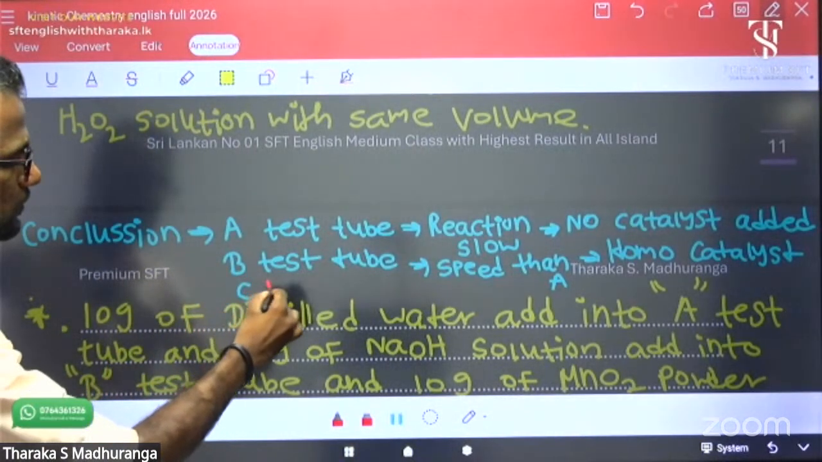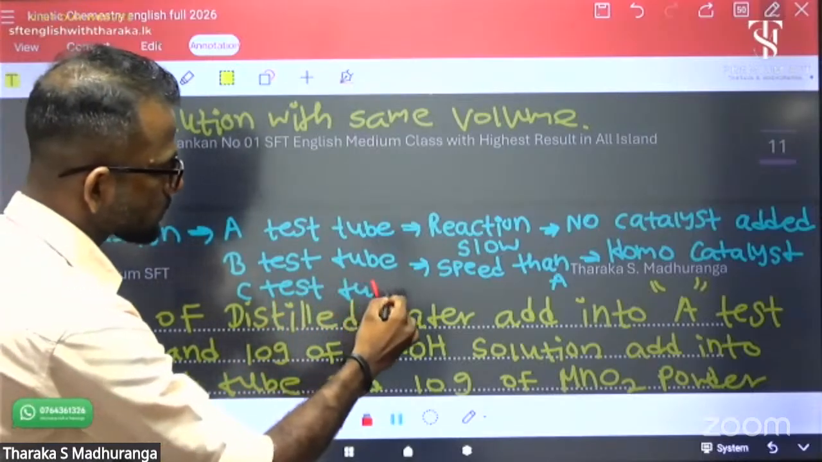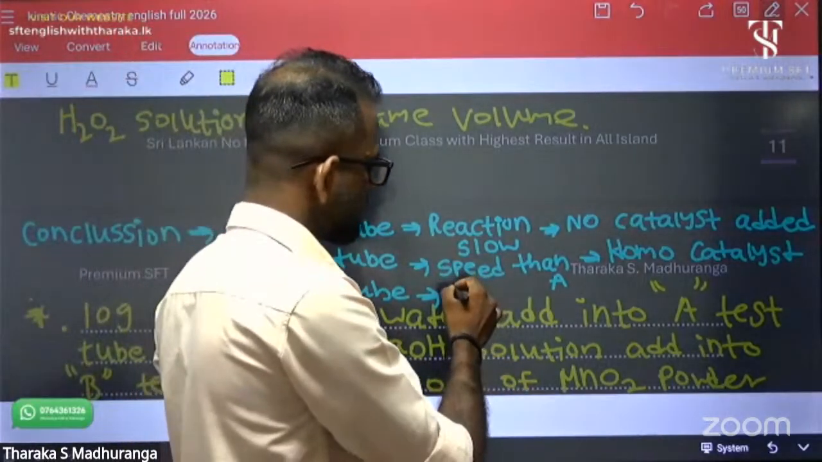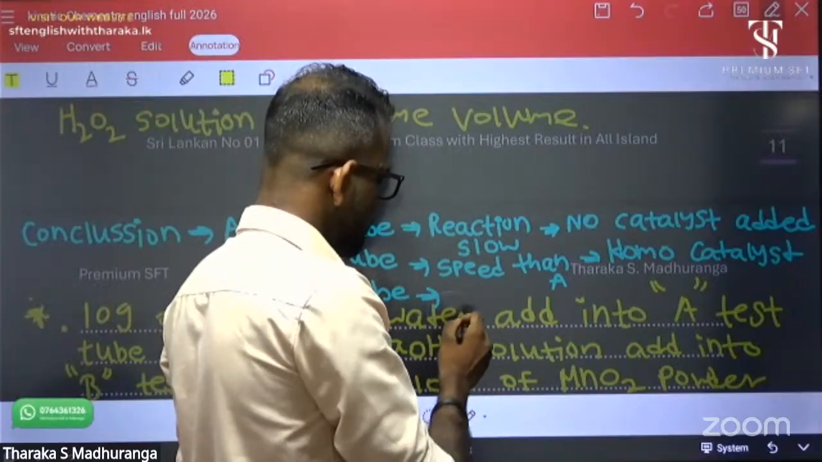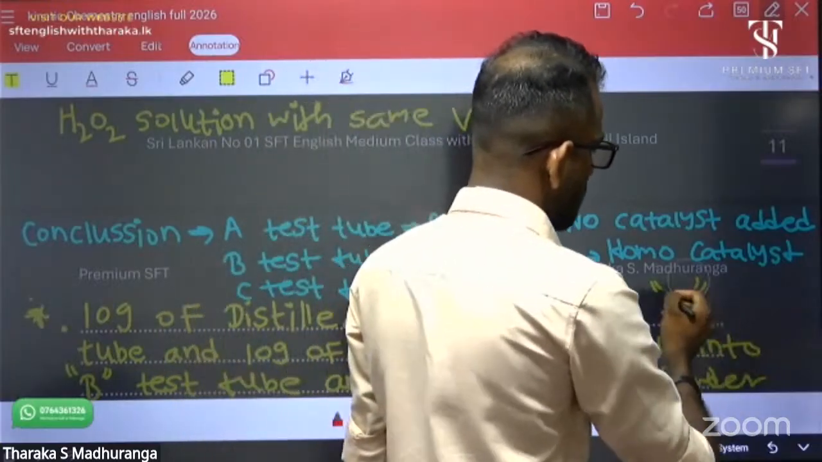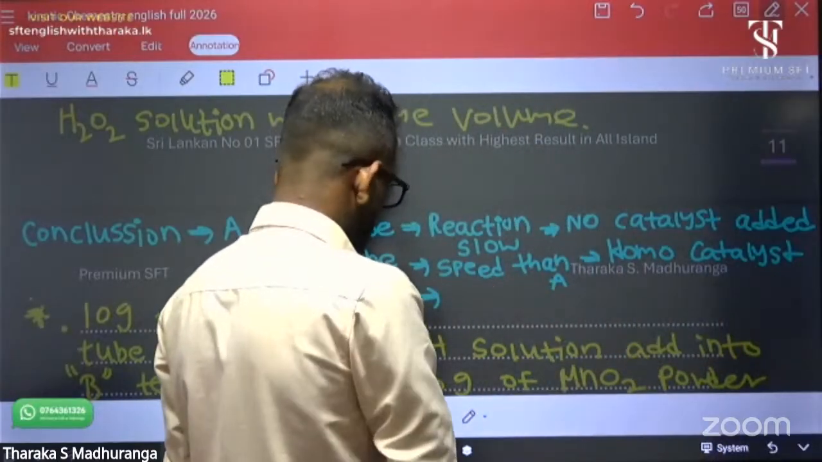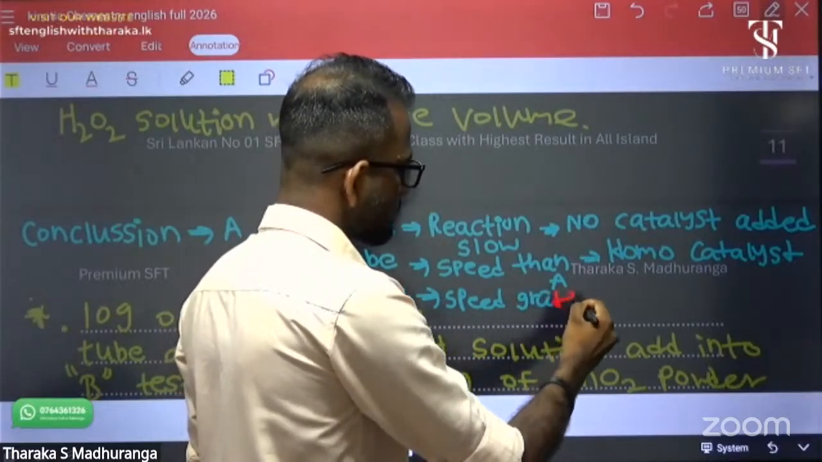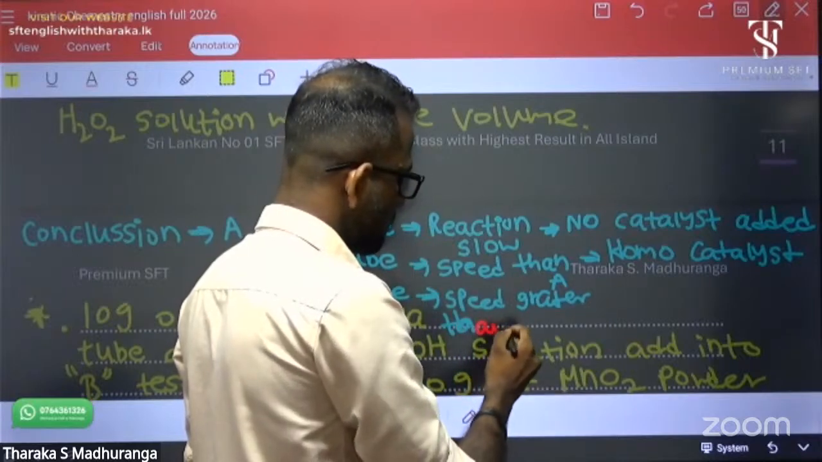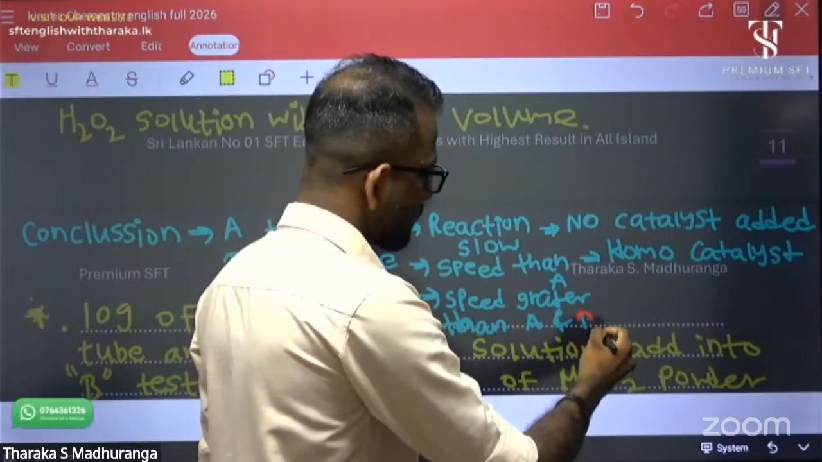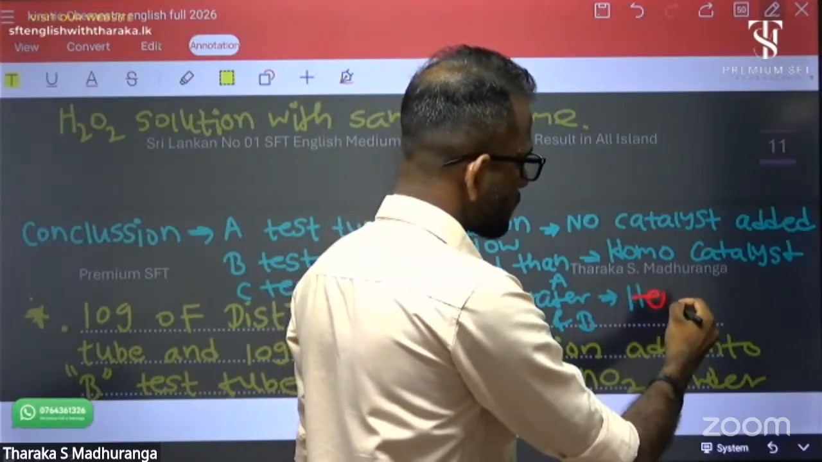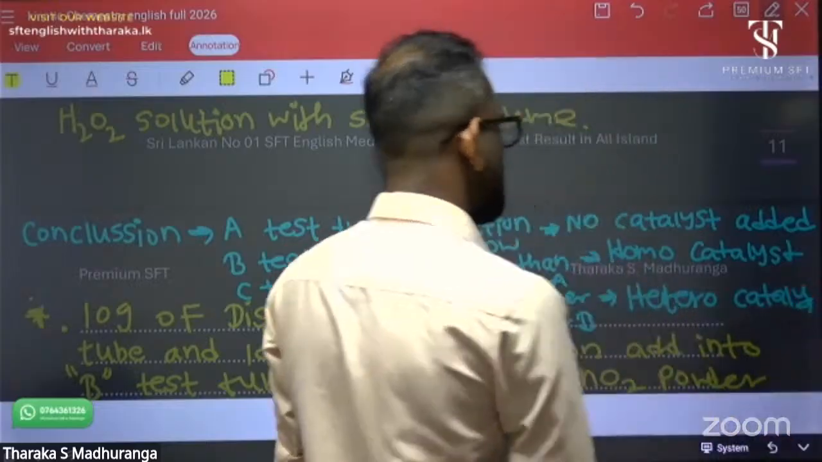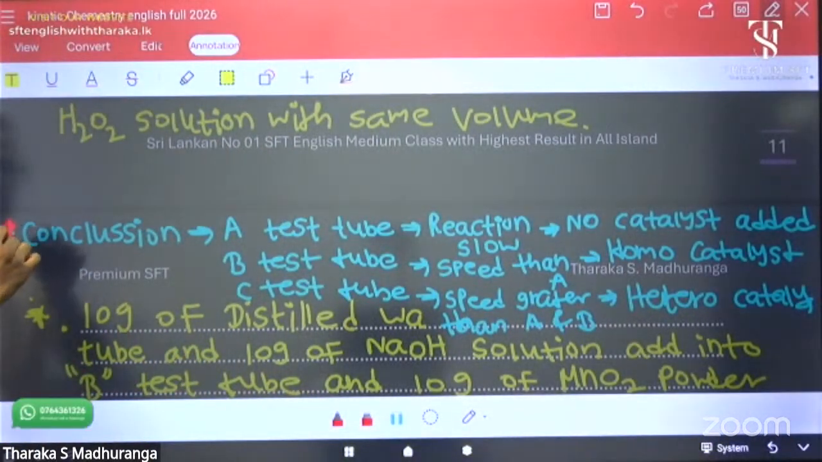C test tube: speed greater than both A and B. The reason is the heterogeneous catalyst. Okay, that's the final conclusion. Okay, write it down.